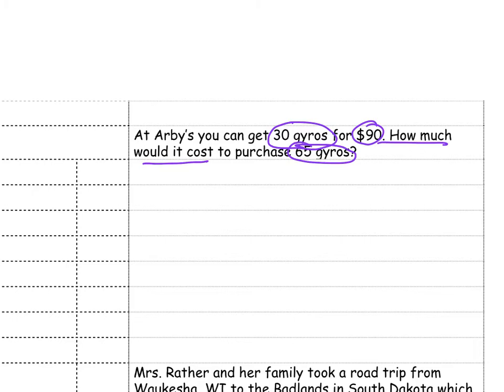So I'm going to do this in a little bit of a different way. So I'm going to put $90 for 30 euros. So dollars to euros. I want to keep that order. And we could have done it the other way. We could have done euros to dollars, but like I said, I always like to have my money on the top. So we're going to get a price per euro. And I want to know how much is it going to cost for 65 euros.